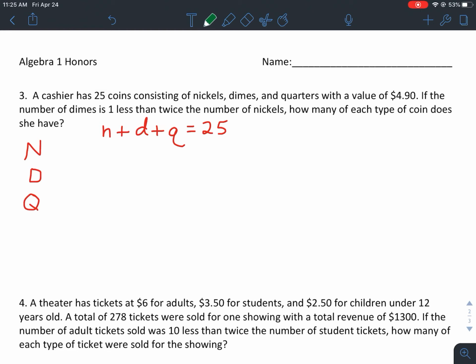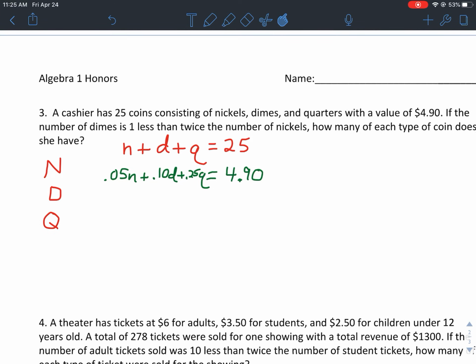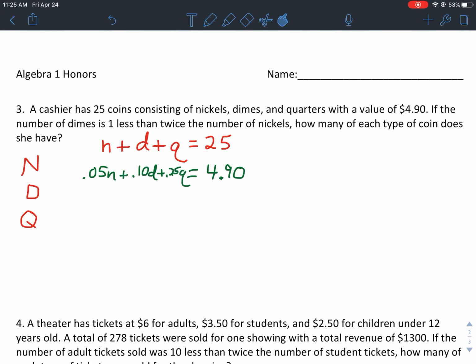The next one has to do with the values of the coins. So we know that all of them add up to $4.90. And the value of a nickel is 5 cents. The value of a dime is 10 cents. And the value of a quarter is 25 cents. Okay, so there's two equations.